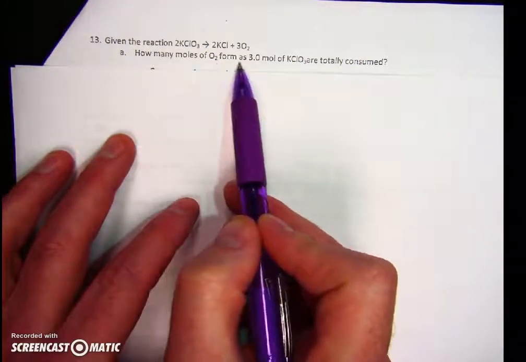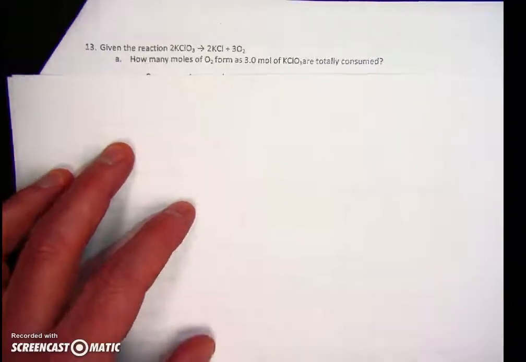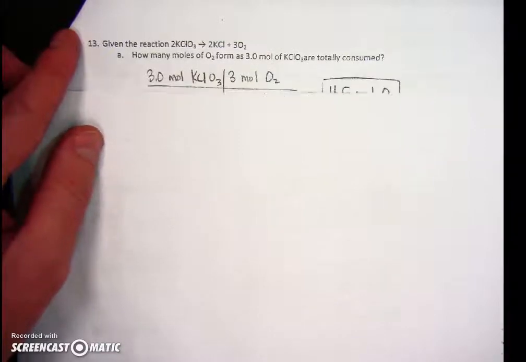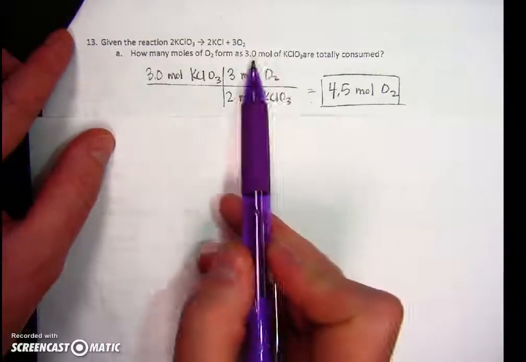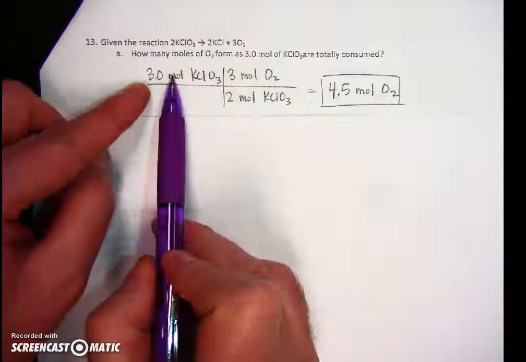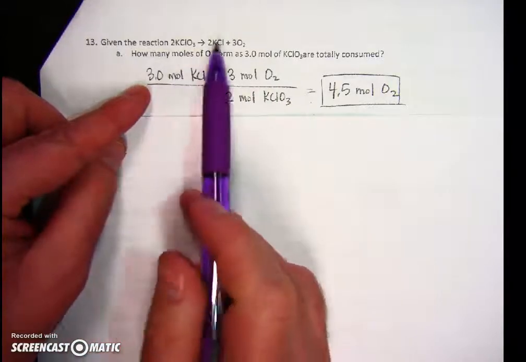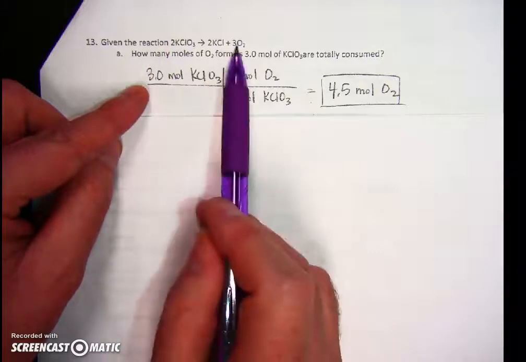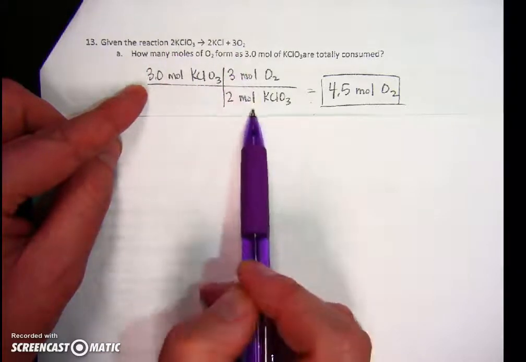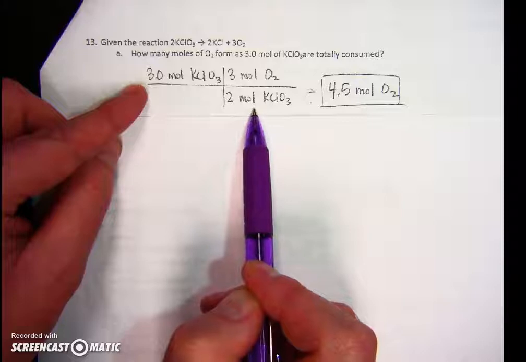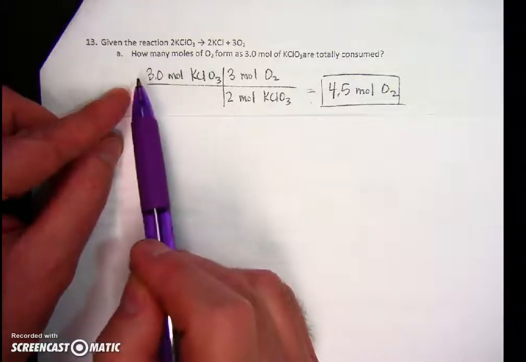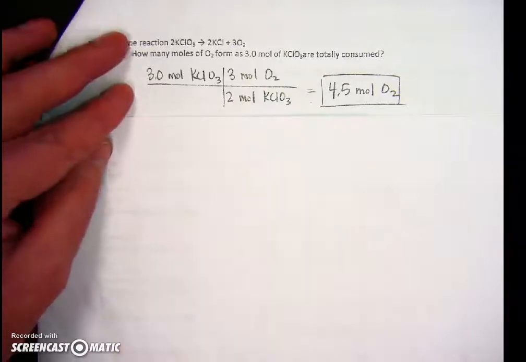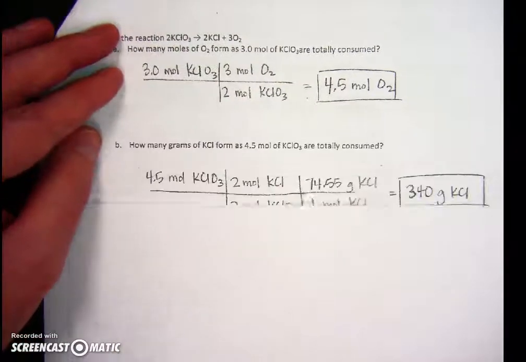How many moles of O2 form as 3 moles of potassium chlorate are totally consumed? When we start with 3 moles of potassium chlorate in the upper left-hand box of our conversion, and then we use the balanced reaction to relate 3 to 2. 3 moles of oxygen are produced for every 2 moles of potassium chlorate consumed, and then 3 times 3 is 9, divided by 2 is 4.5 moles.